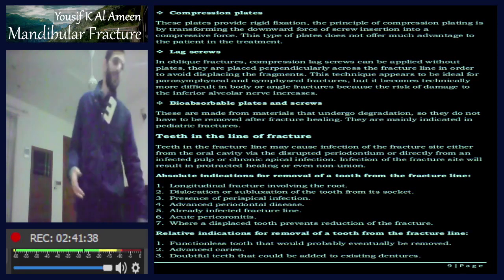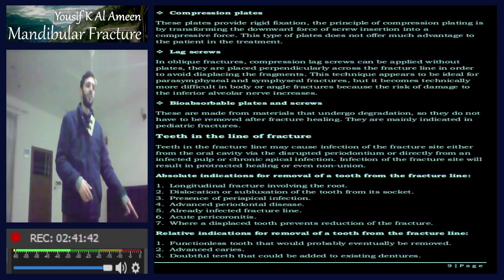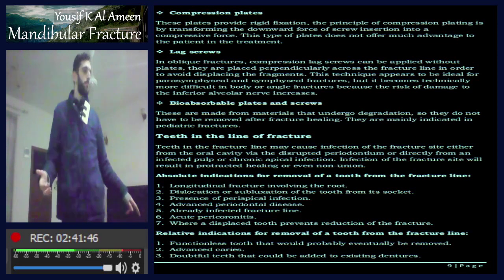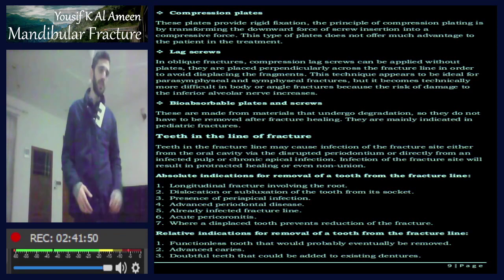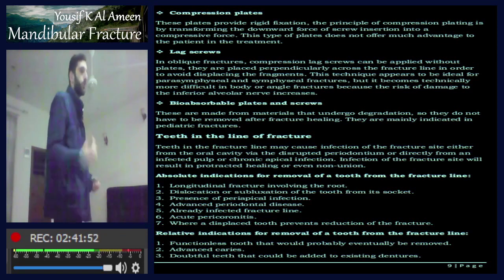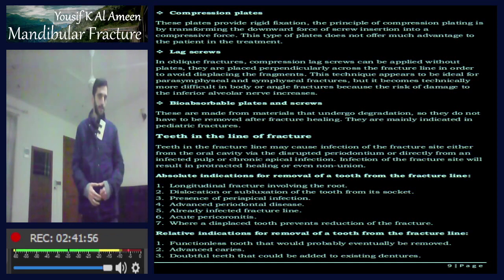Now to the relative indications for removal of a tooth from the fracture line, we have number 1, functionless tooth that would probably eventually be removed, number 2, advanced caries, and number 3, doubtful teeth that could be added to an existing denture.